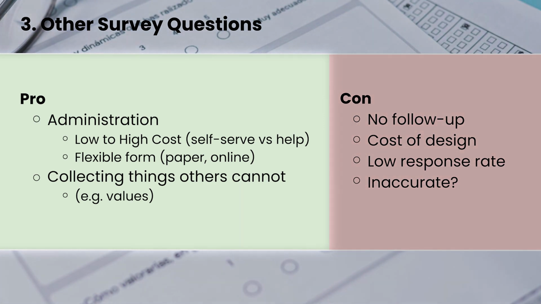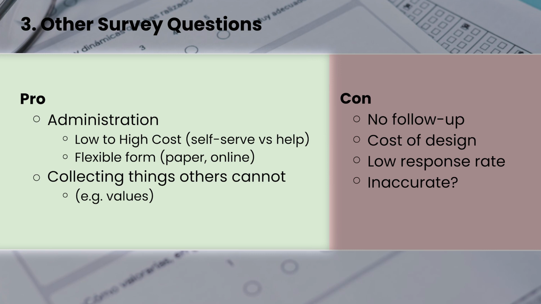An advantage of this type of question is the administration, or it could be the administration, because sometimes these types of questions are very difficult and respondents or customers need help to understand them and respond to them. However, in other cases, these types of questions might be easily understood, and therefore it could be a self-serve type of questionnaire. Also, if you're asking questions on a survey, you're able to ask the questions in both paper and pencil format, as well as an online format. This gives the researcher or the marketing company much flexibility in how they collect the data.